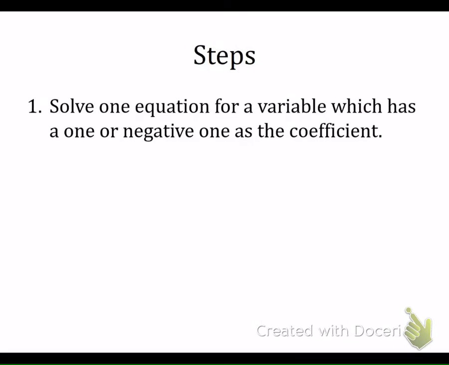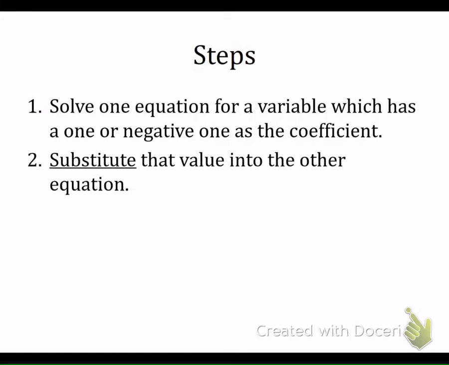All right? Here are the steps we're going to follow when we do substitution. We're going to solve one equation for a variable which has a 1 or a negative 1 as the lead coefficient. So if you have like x plus 4y, we would get the x by itself so that we can plug it in to the other equation for the x. All right? That's why it's called the substitution method, because you get a variable by itself and you substitute it in to the other equation. All right, then we solve the new equation after we substitute the value in.